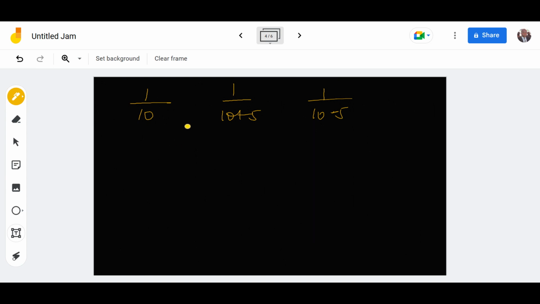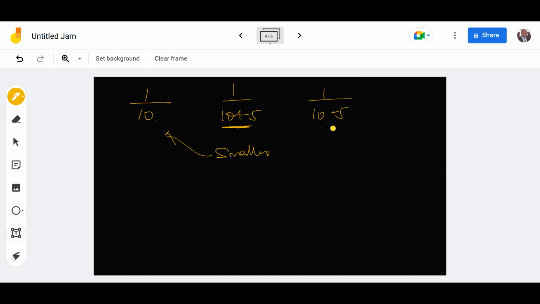What it actually means is that if I have 1 over 10 and I have 1 over 10 plus 5, otherwise 1 over 15, 1 over 15 will be smaller compared to this one. Because you have 10 people sharing one item, and then 15 people sharing the same one item. You see that the portion each person will get when they are 15 will be smaller than when they are 10.